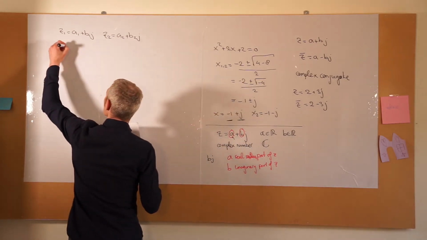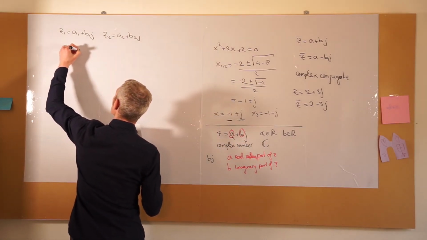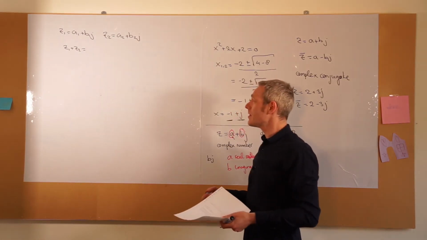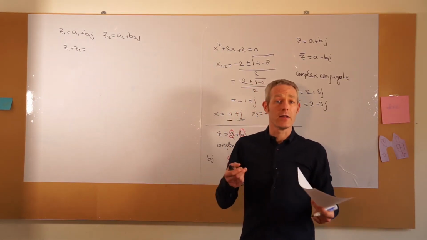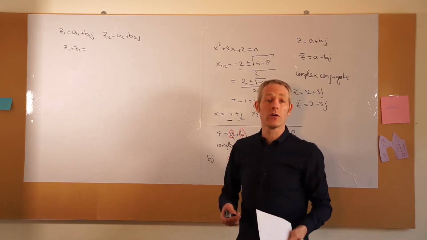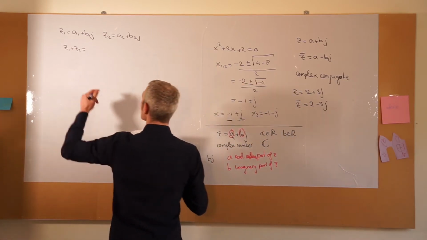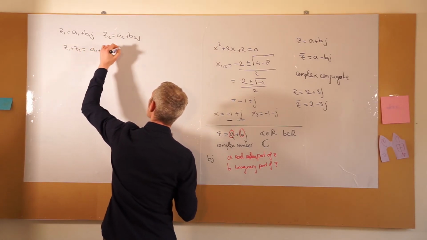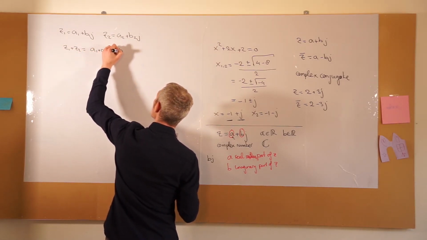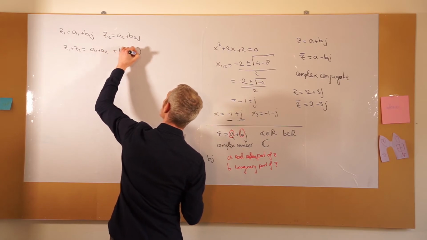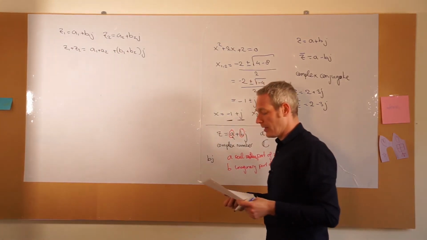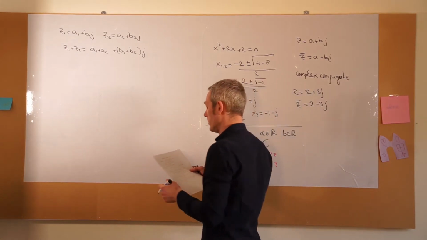So if we have z1 plus z2, well, the result is that we add the real parts and we also add the imaginary parts together. So this will be a1 plus a2 plus b1 plus b2 times j. So nothing really special about this.